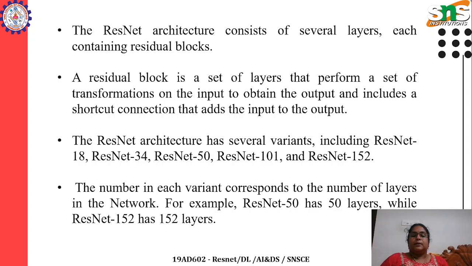The ResNet architecture has several variants, including ResNet 18, 34, 50, 101, and 152. The number in each variant corresponds to the number of layers in the network. So if I say ResNet 18, there will be 18 layers present in the ResNet architecture. And ResNet 50 has 50 layers, ResNet 152 has 152 layers.